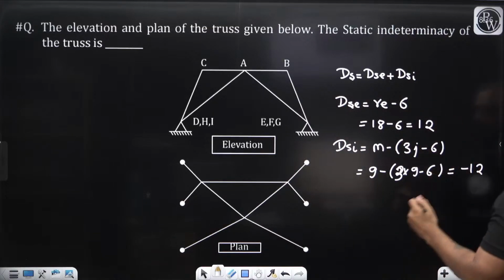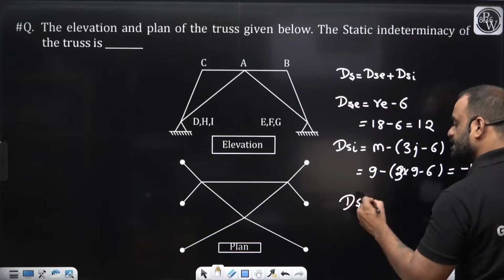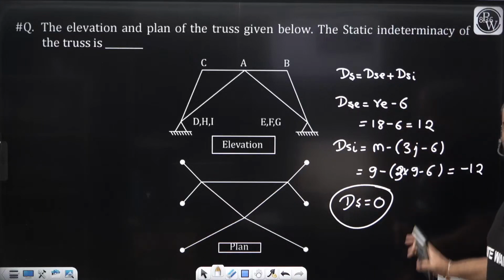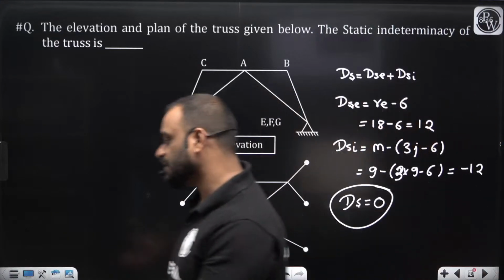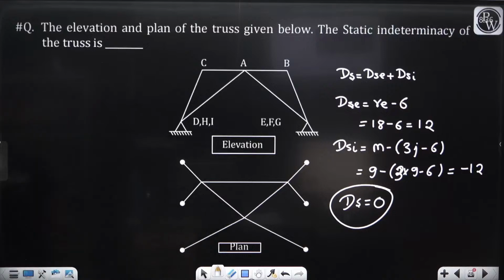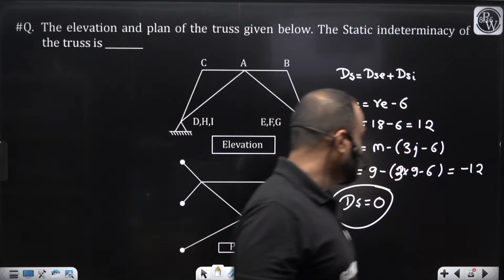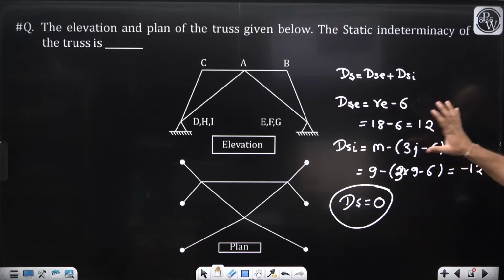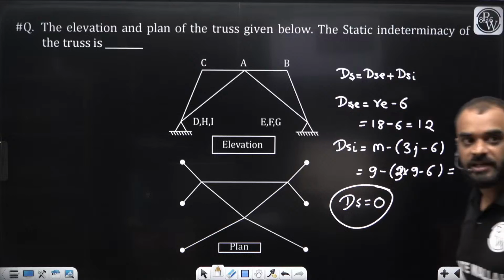So if you add both the values, what you will observe is that it is a determinate structure. That means 12 and minus 12. If you take the summation of it, you will get 0. That means this particular structure is determinate, internally determinate, as well as overall determinate structure. Crystal clear to all of you or not?